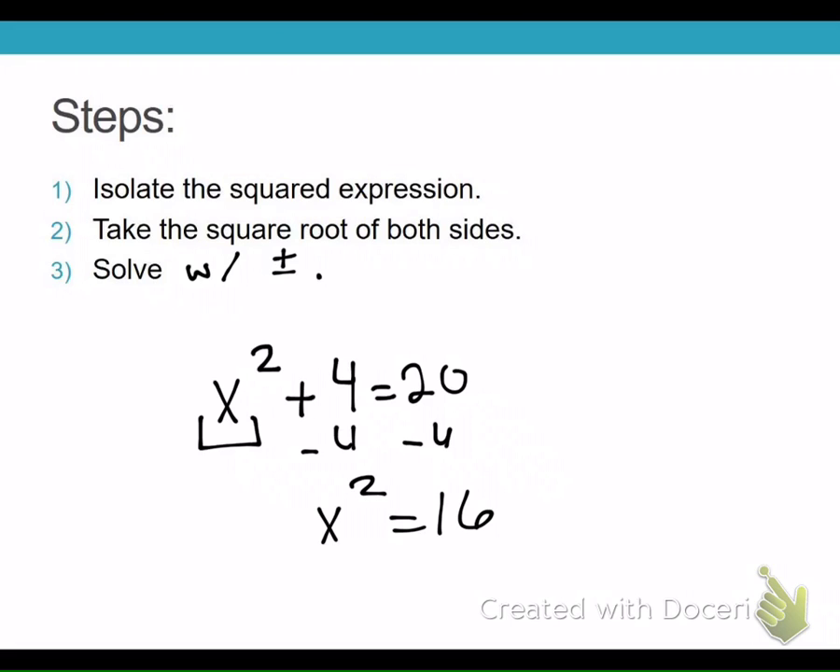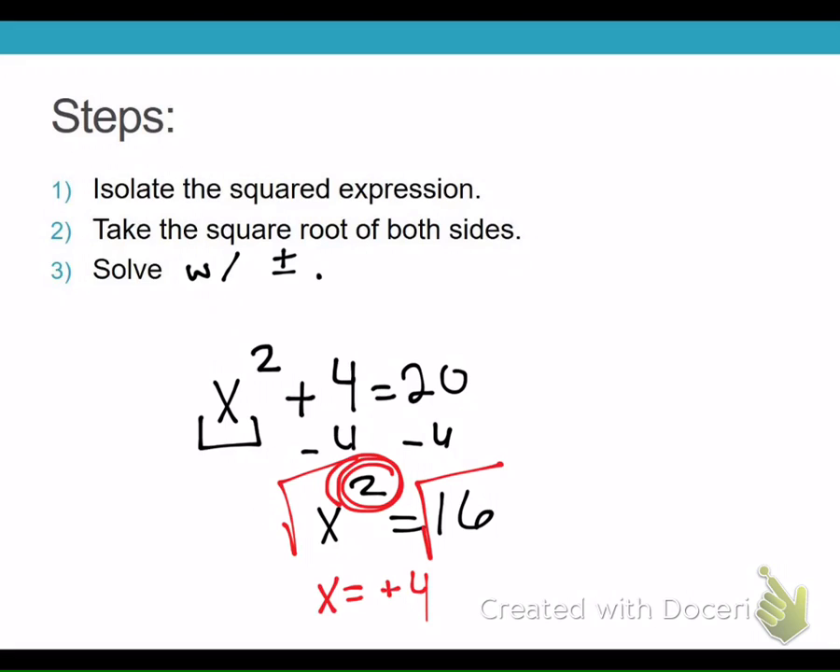When you get down here, you have to undo this squared, right? We just want the x by itself, not x squared. We undo squaring the x by taking the square root. Does anyone know what the square root of 16 is? It's like what number times itself makes a 16? Oh, 4. So your answer would be 4.